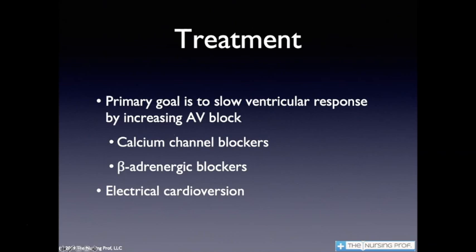The treatment goal is to make sure that the ventricular response does not become too fast. We can try that by increasing the block in the AV node if that's necessary, using calcium channel blockers or beta adrenergic blockers. Electrical cardioversion may be necessary. In many cases, what we'll do is just allow the patient to have this dysrhythmia so long as their ventricular response is within a fairly normal range and they're able to have a normal cardiac output. But we do want to anticoagulate to try and prevent that thrombus formation.